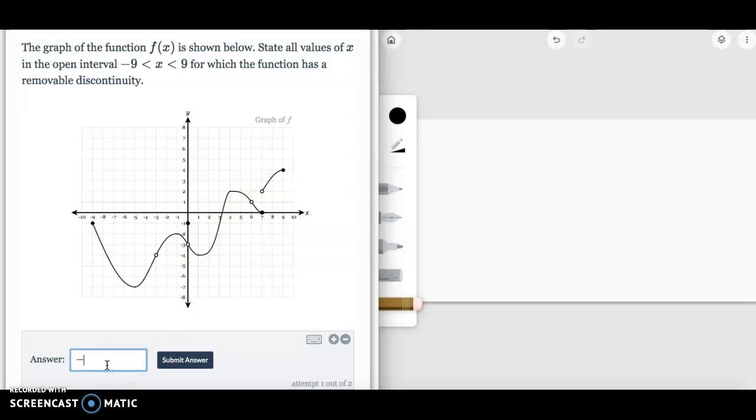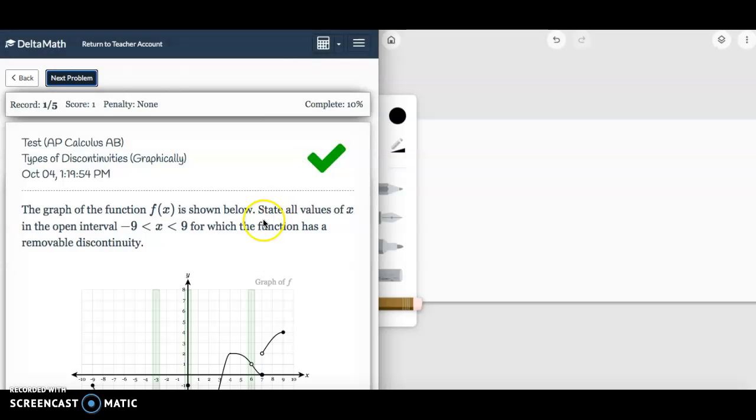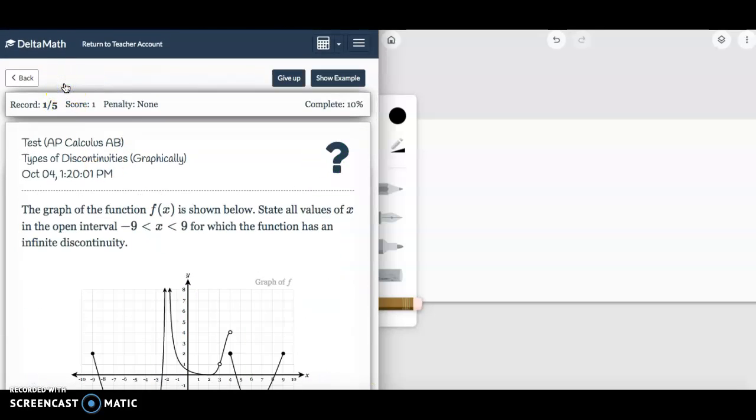So I need to do -3, 0, 6. Yeah, that's good. Cool. And then again, it goes through and I'll kind of highlight it for you and explain it, right? All right, let's look at this one.